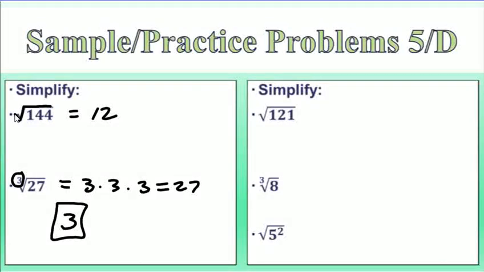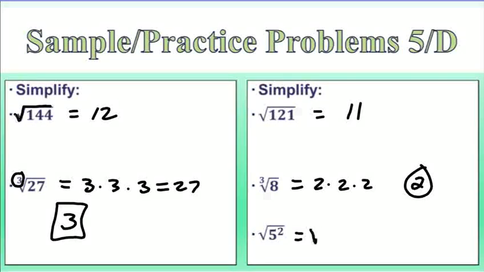Simplify these. Square root of 121. 11 times 11 is 121, so the square root would be 11. The cube root of 8, which means I can multiply 2 times 2 times 2 to get 8. So the cube root would be 2. And the square root of 5 squared. This is the same thing as saying square root of 25. Square root of 25 would be 5, because 5 times 5 would give us 25.